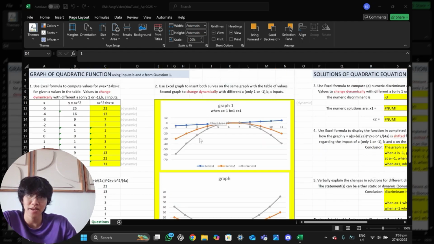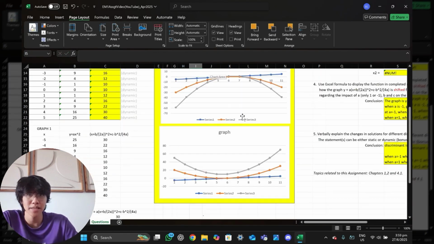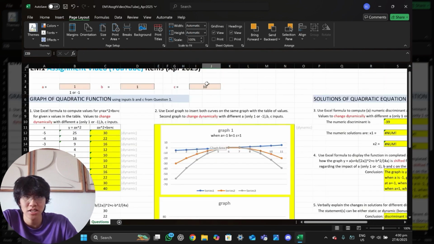But how do b and c affect the shape of this graph compared to the other one? Let's see. When we change c and don't change b, we can see that the graph raises by 10 over here. The minimum point raises by 10. So this tells us that c affects the height of the graph, and it raises 10 units above the orange graph.